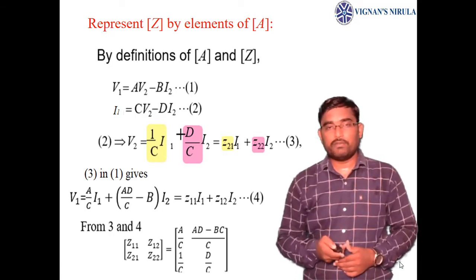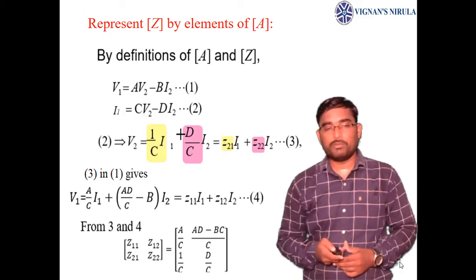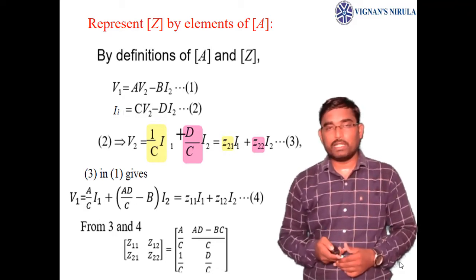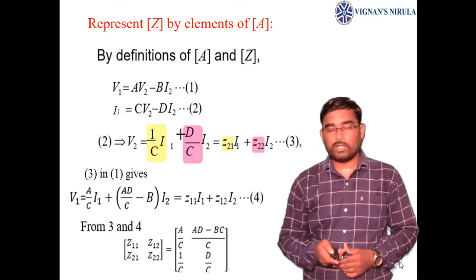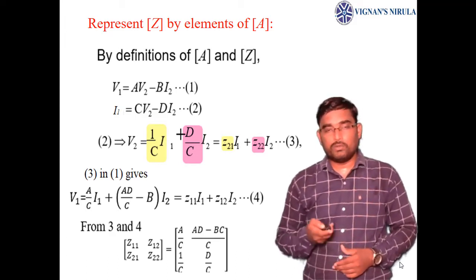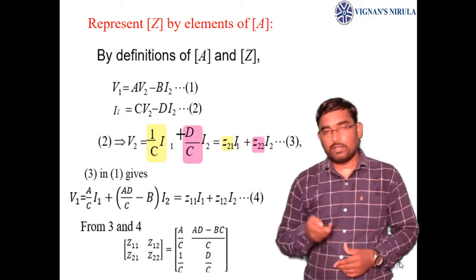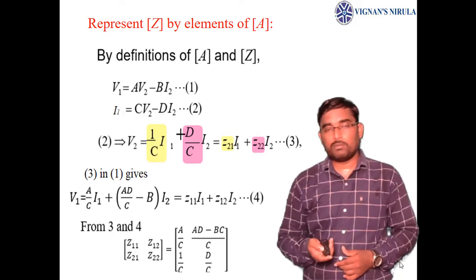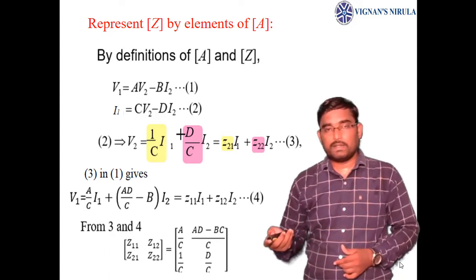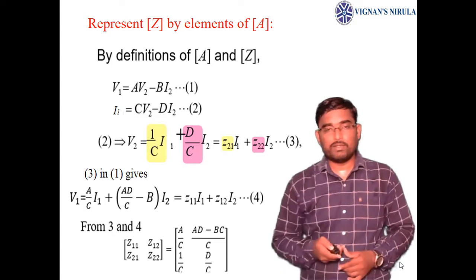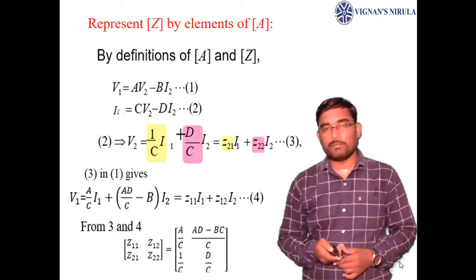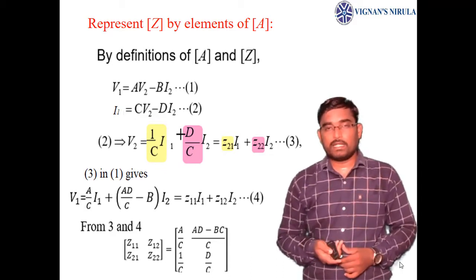Now from equation 2, I can separate V2, which becomes V2 equals 1 by C into I1 plus D by C into I2. This can be compared with the second equation of the z parametric equations, which is V2 equals Z21 I1 plus Z22 I2. By comparing, we can write Z21 as 1 by C and Z22 as D by C. This is taken as equation number 3.